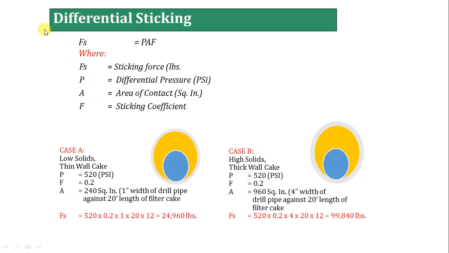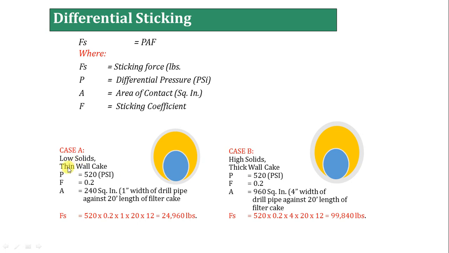And also the ability to have differential sticking. For example, the sticking force, any force equals the pressure multiplied by the area. So Fs, the sticking force, equals P, which is the differential pressure, multiplied by A, which is the area of contact, multiplied by the sticking coefficient. So we have here two cases. One type of mud which has very low solids and one has high solids.